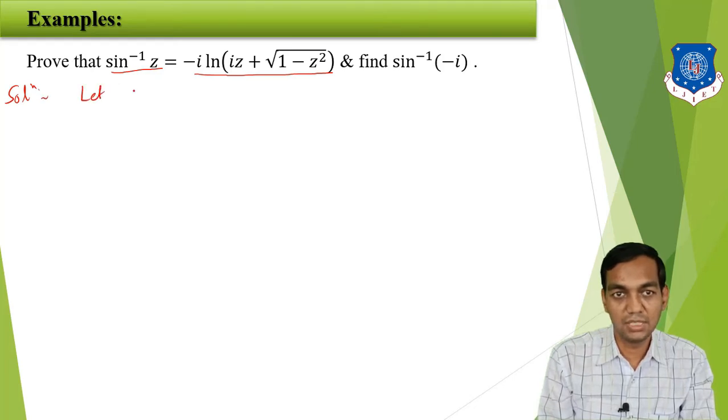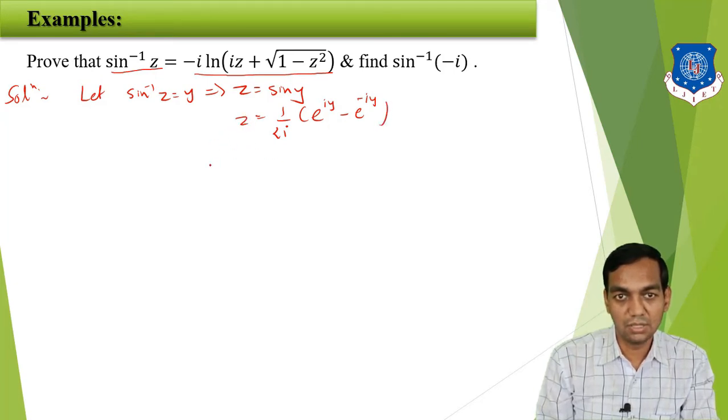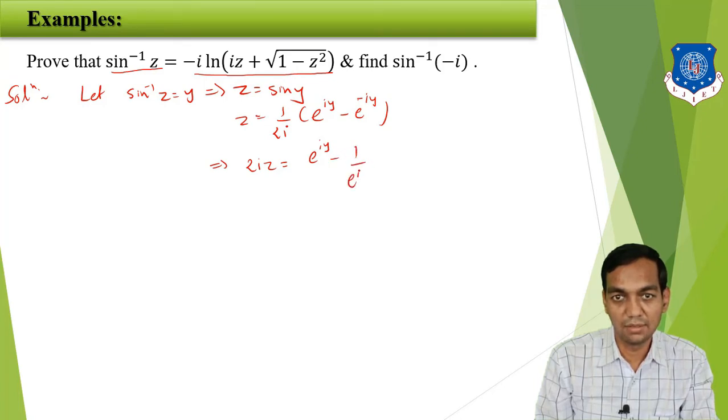I am going to say let sine inverse z is equal to y, and therefore z is equal to sine y. Okay, but sine y is nothing but 1 upon 2i into (e raised to iy minus e raised to minus iy). Done. So multiply on the opposite side, so you will get 2iz is equal to, I am going to write this as, e raised to iy minus 1 upon e raised to iy.